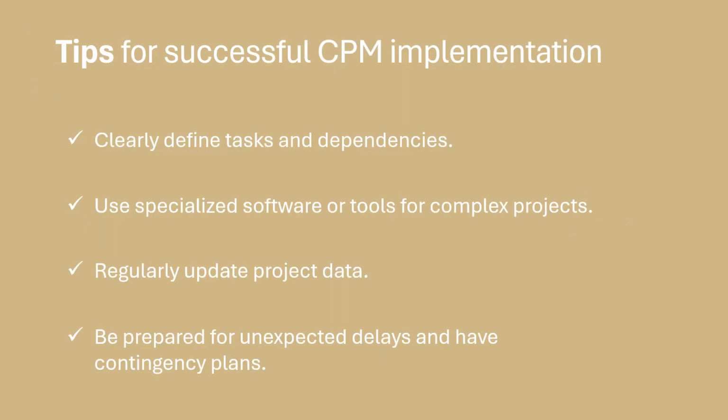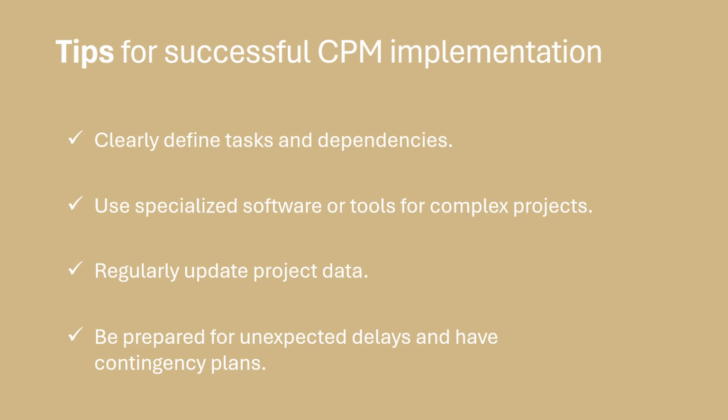Let's discuss some valuable tips to ensure a successful implementation of Critical Path Method (CPM) in your projects. Clearly define tasks and dependencies. The foundation of a successful CPM implementation starts with a clear and comprehensive task list. Make sure each task is well defined and that dependencies between tasks are explicitly stated. This clarity helps in accurate scheduling and sequencing.